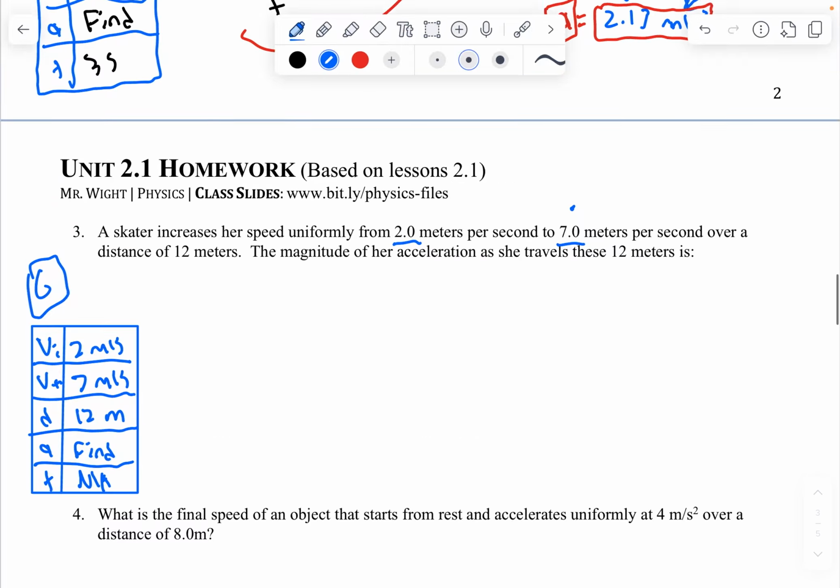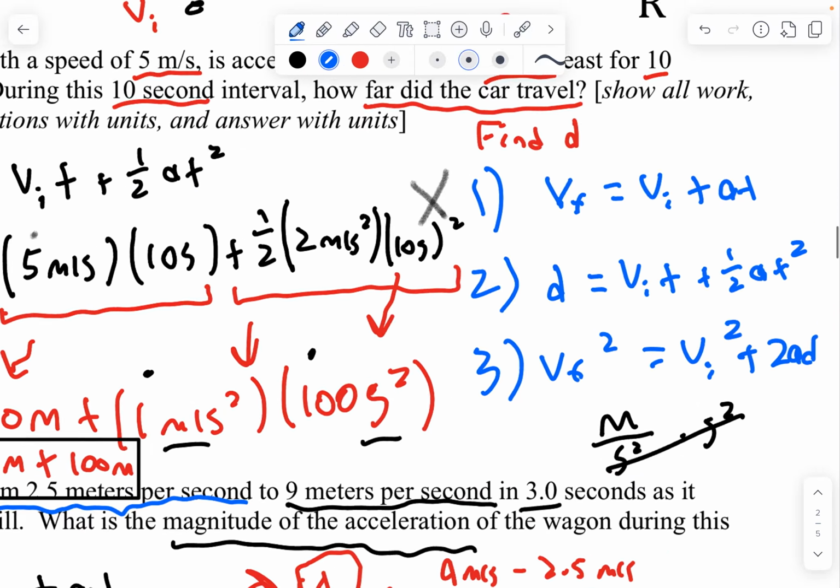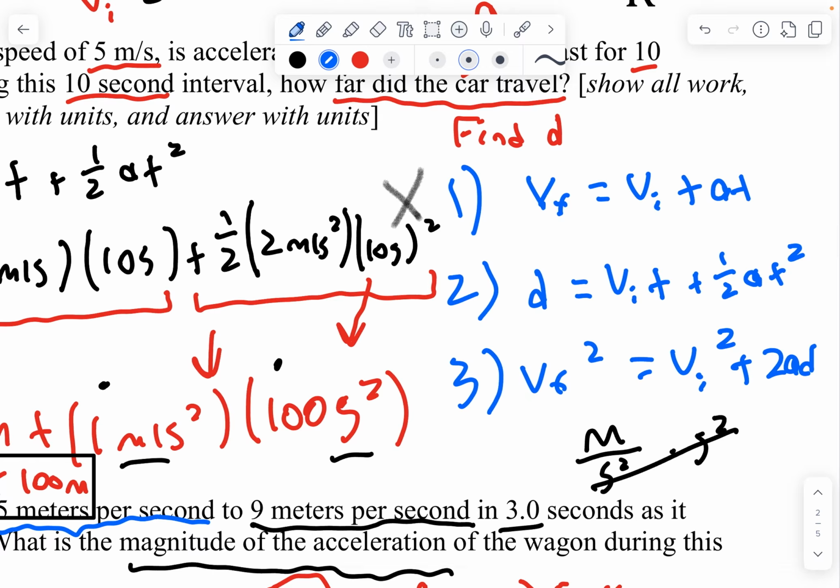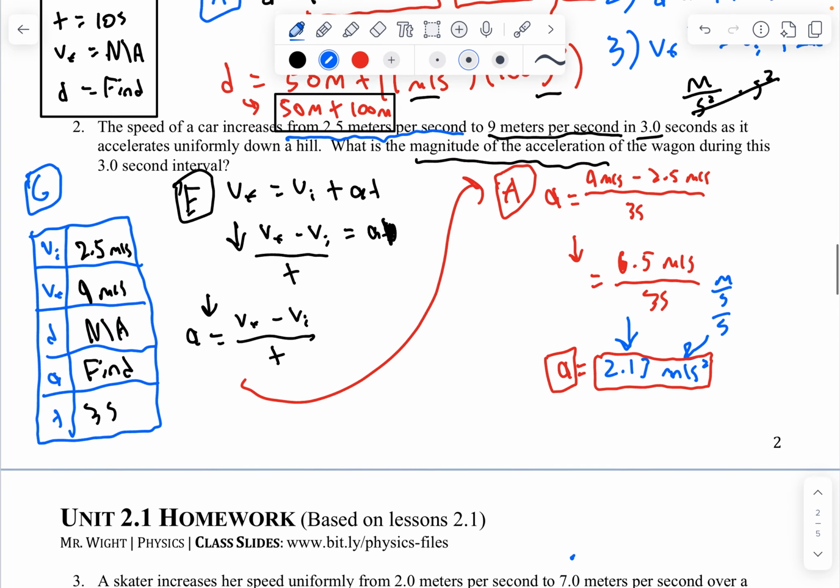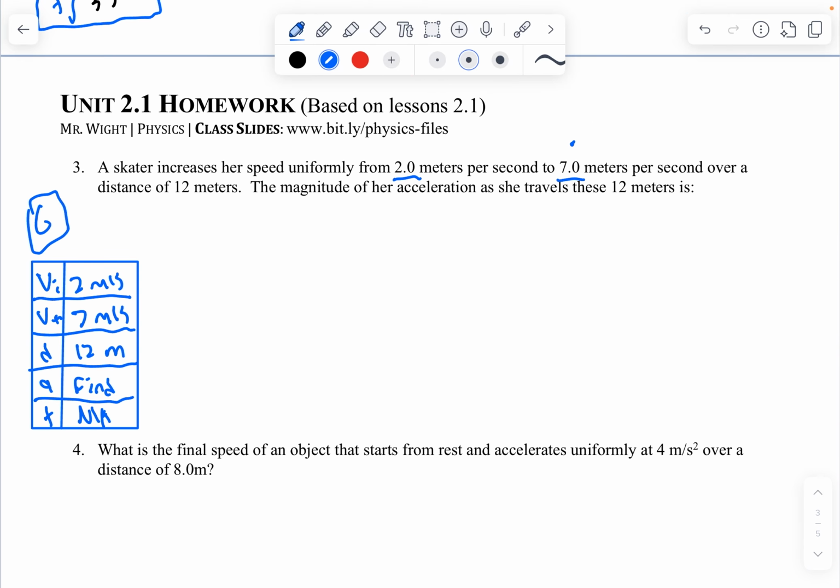So let's pick an equation from our library. We have 3 equations. What don't we know? We don't know anything about time, so we don't want to use any of the equations that include time. Which equation doesn't include time? Number 3. So let's write that down. For the equation, we have the final velocity squared equals the initial velocity squared plus 2 times the acceleration times the displacement.